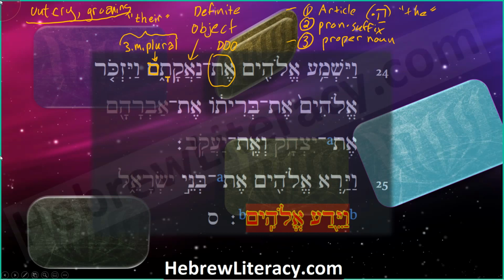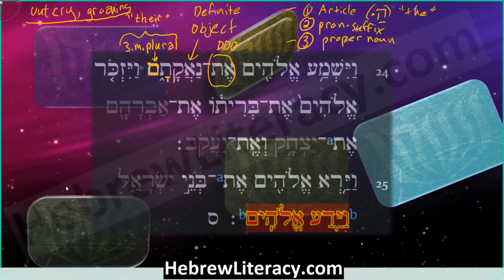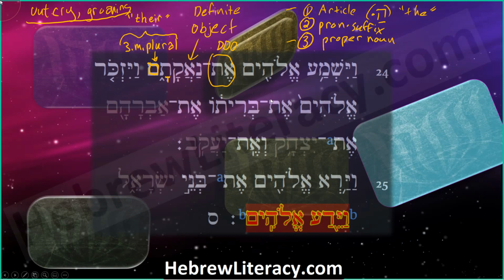So let's continue on. That was good. Okay, hold on just a second. My program shut. There we go. Okay. Vayizkor Elohim et brito. And no, it's not a burrito. He didn't want a burrito. So what is Vayizkor Elohim? What does that mean?